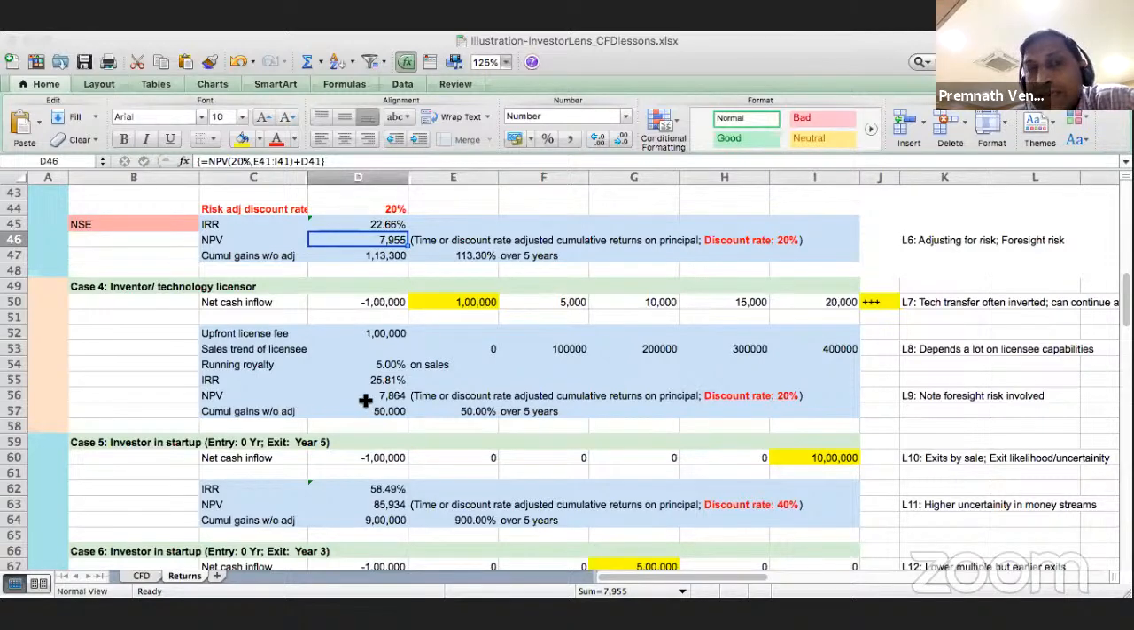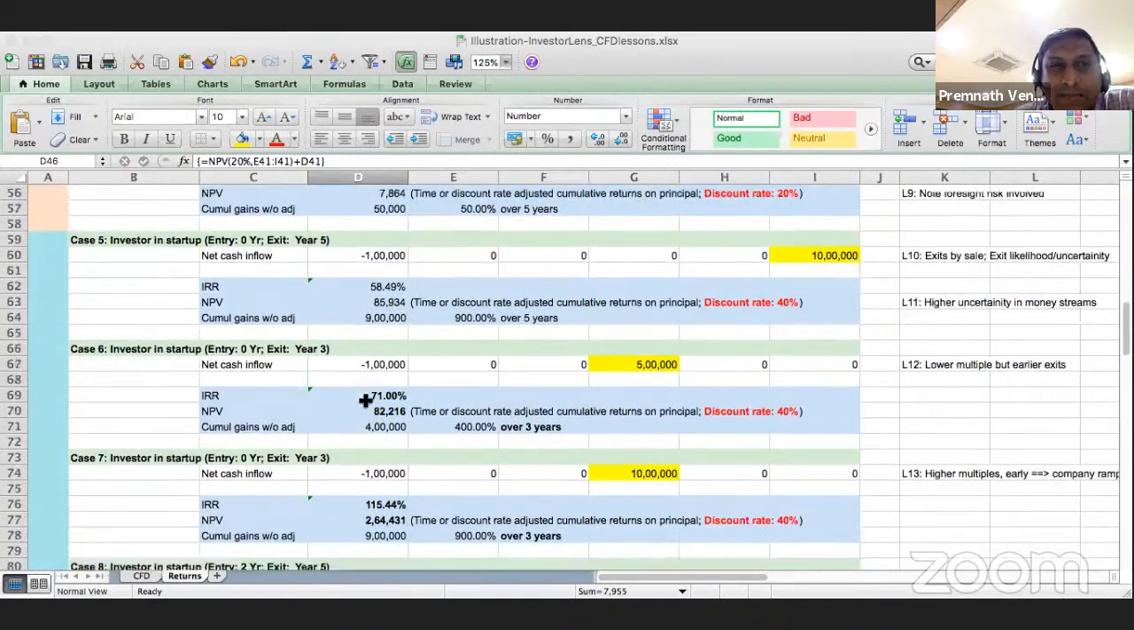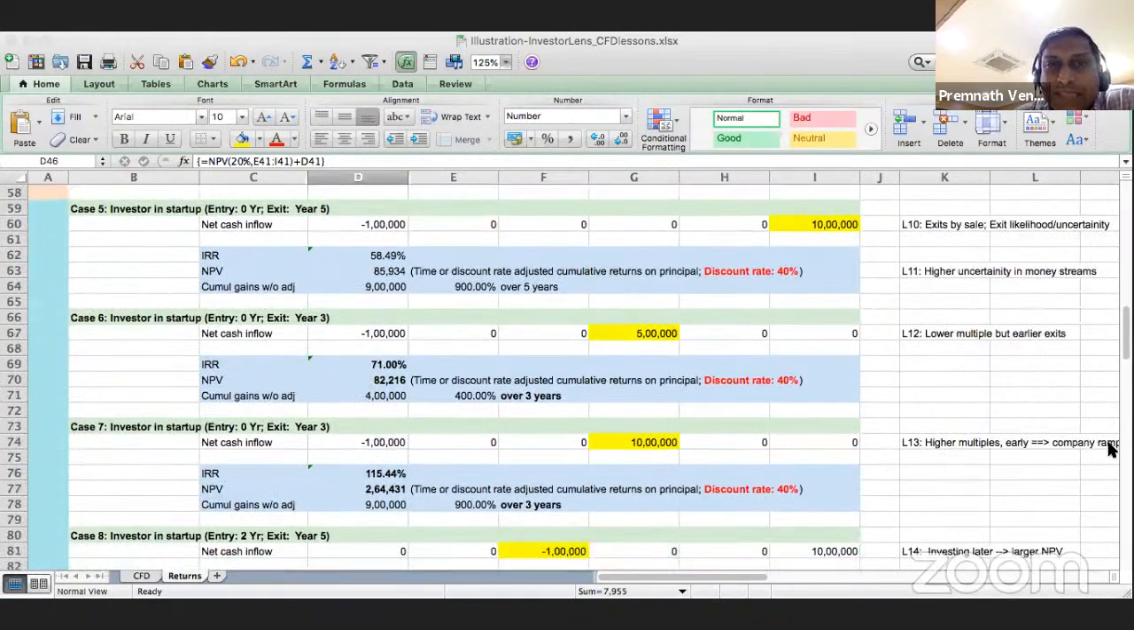In companies which are building technologies to license, this is something they may need to keep in mind as well. So this is another scenario. Now let's look at a startup. In the startup case, I'm going to try and illustrate what happens in different situations. Here is case one: a startup where the investor has come in with 1 lakh, and in year 5 there is an exit for the investor.